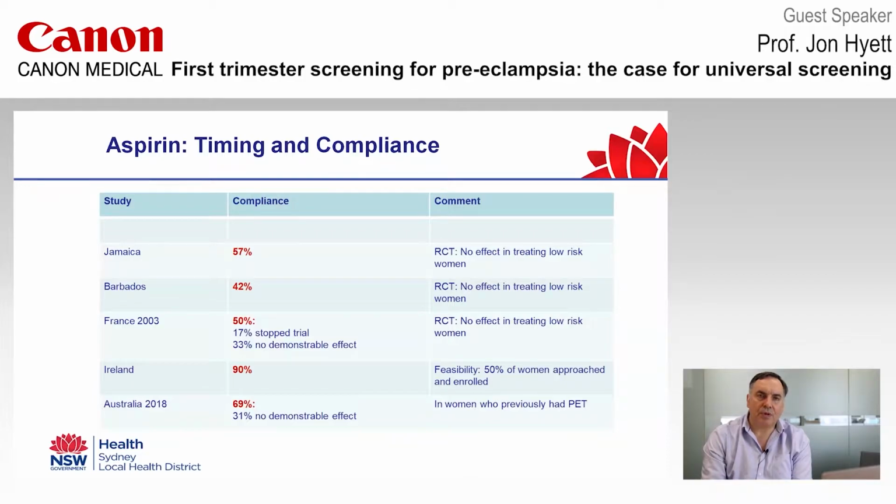So probably the three best and most complete trials, actually quite old, late 1990s and early 2000s, were done in Jamaica, Barbados and France. And the biggest issue was actually compliance. If you don't have a good reason to take aspirin and you're a pregnant woman, you don't really want to. And you can see that compliance rates were only about 50%. And in those randomized controlled trials, there was no impact of the treatment on the outcome. So personally, I don't think there's any data to support the concept of giving all women aspirin.